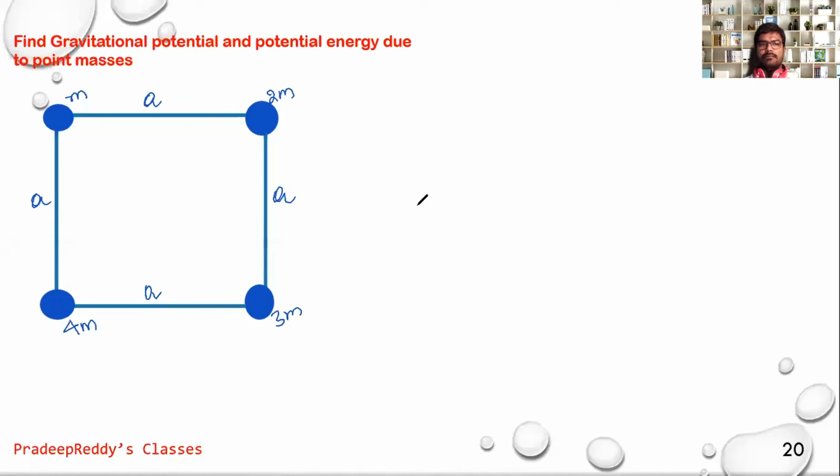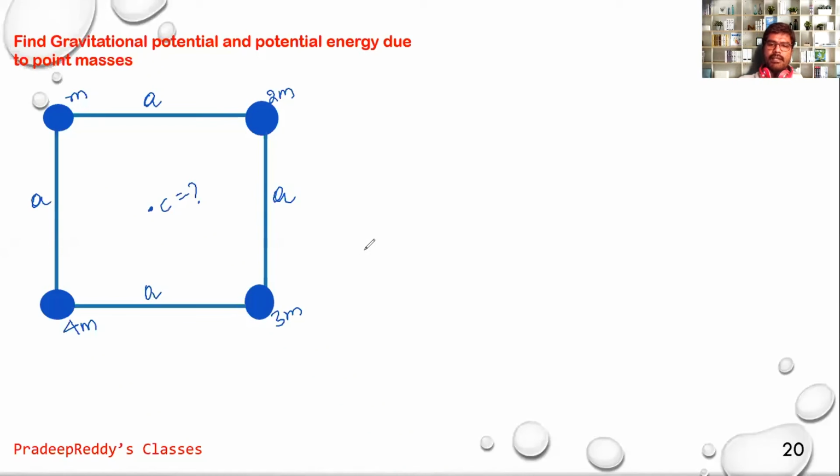Similar to the model we calculated in the previous problem, here you have a square, and at the vertices of the square you have placed 4 different masses. You need to now calculate gravitational potential and gravitational potential energy due to these point masses. Now we will calculate gravitational potential at the center, C, and also the gravitational potential energy.